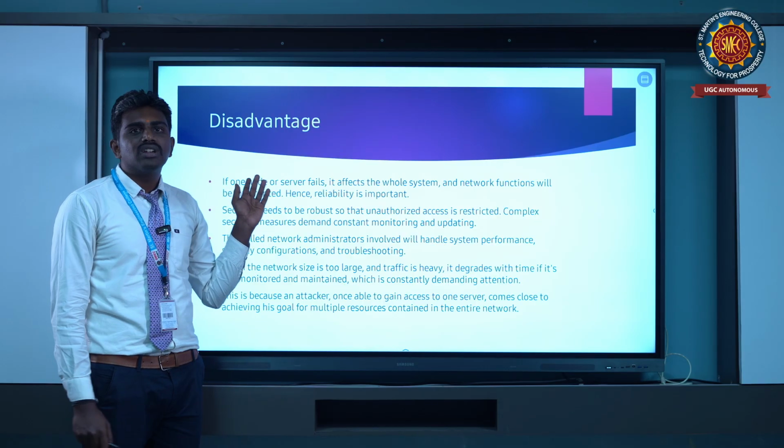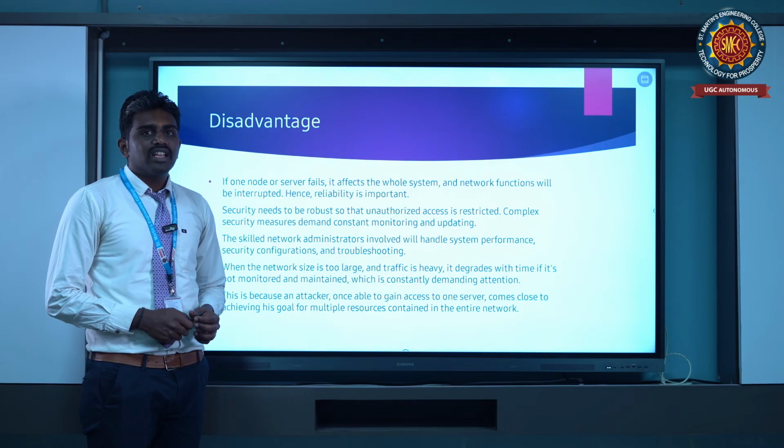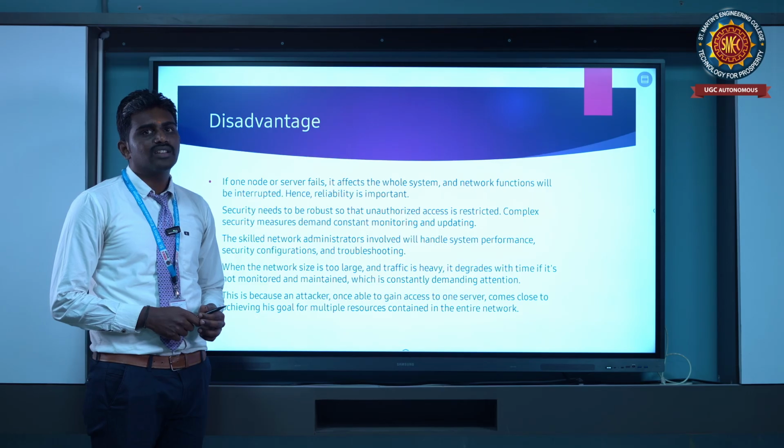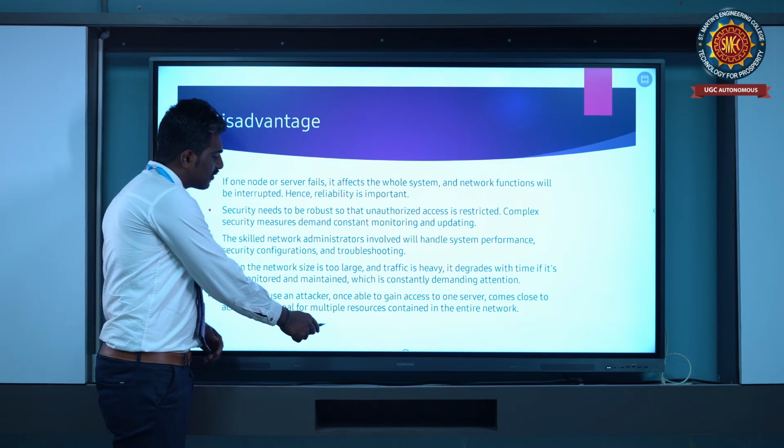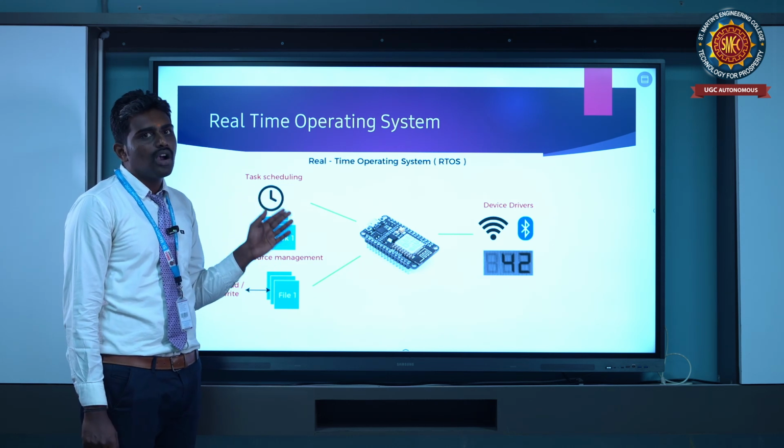And we will see about the disadvantages. Majorly, if the network fails, the major part of the network fails. All the system communication also fails with it. So this is the drawback of the network operating system. And next we are going to see about the real time operating system.